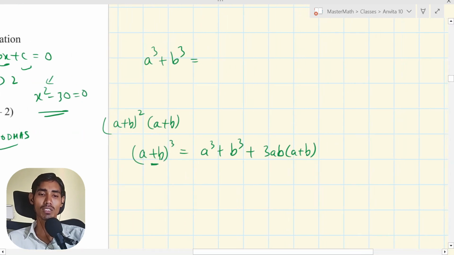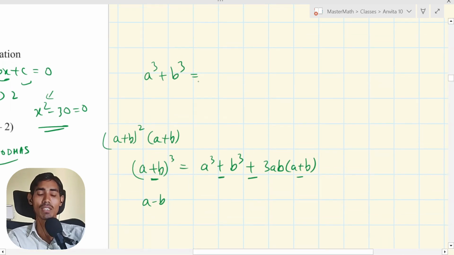So wherever in the first one, (a plus b) whole cube, if you get b as negative, like a minus b, wherever the power of b is odd, there you will get negative. So this is negative, this is also negative. Basically just switch the plus to minus.